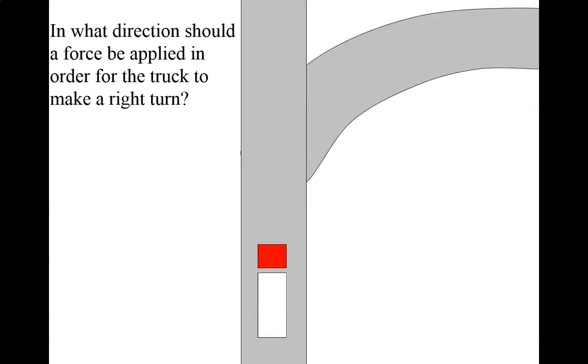And the other way we can cause an object to accelerate is to change direction. So this is supposed to be an overhead view of a tractor trailer on the interstate, and he's about to get off on this exit ramp here. If we were to push the truck in the way it was moving, it would speed up. If we were to push the truck the opposite way it was moving, it would slow down.